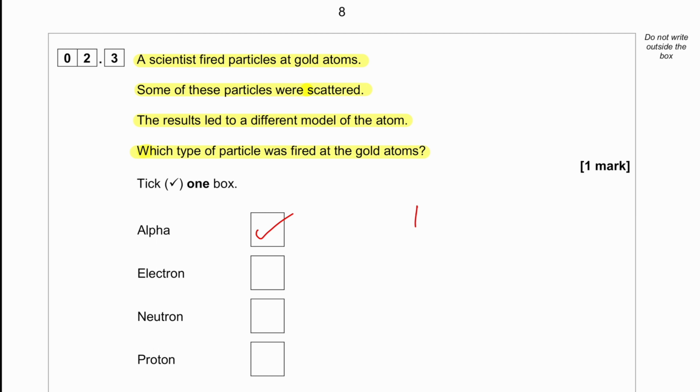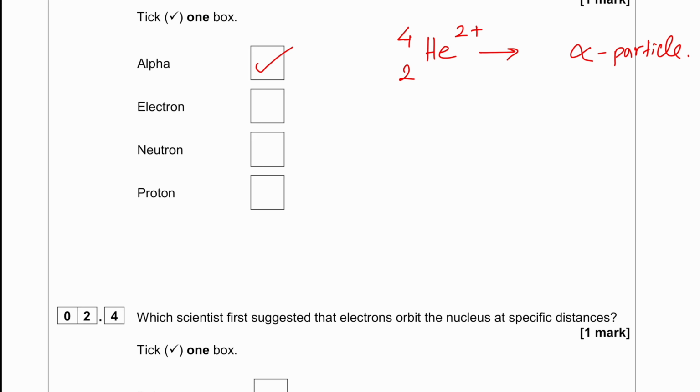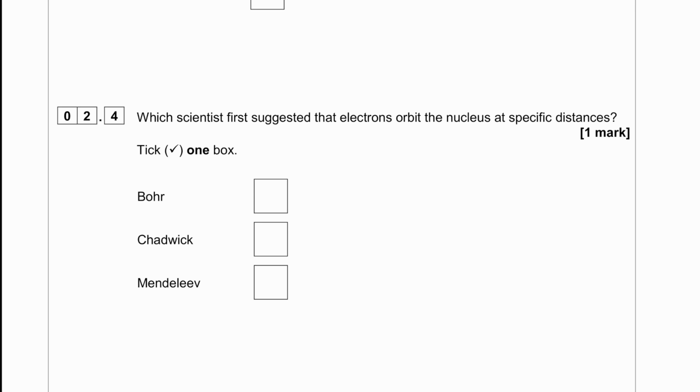Technically, an alpha particle is a helium ion. Helium has a mass of 4 and 2 protons. But when it has a 2 plus charge like this, we call it an alpha particle. So the scientist shoots alpha particles from an alpha particle emitter.